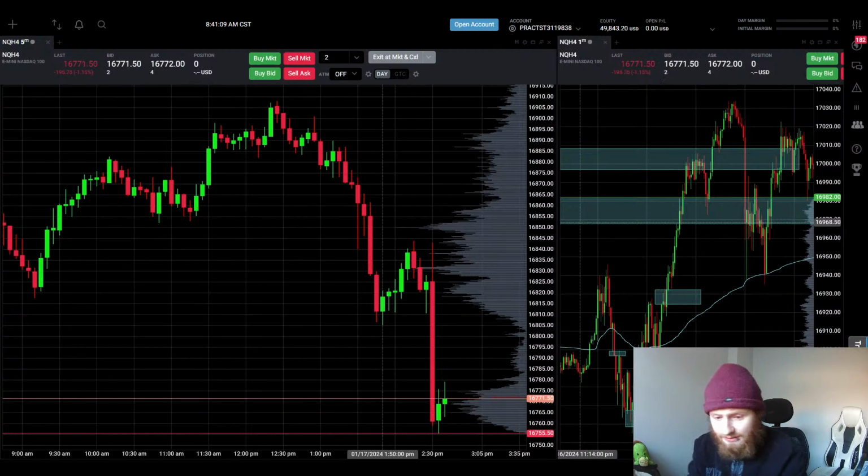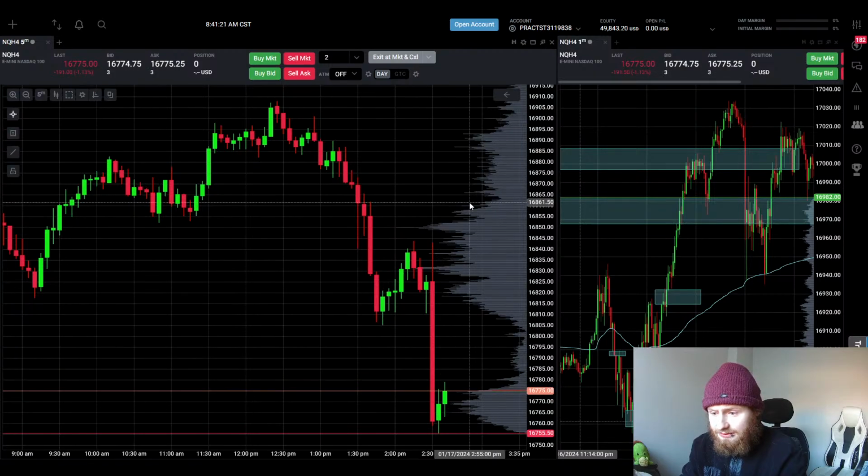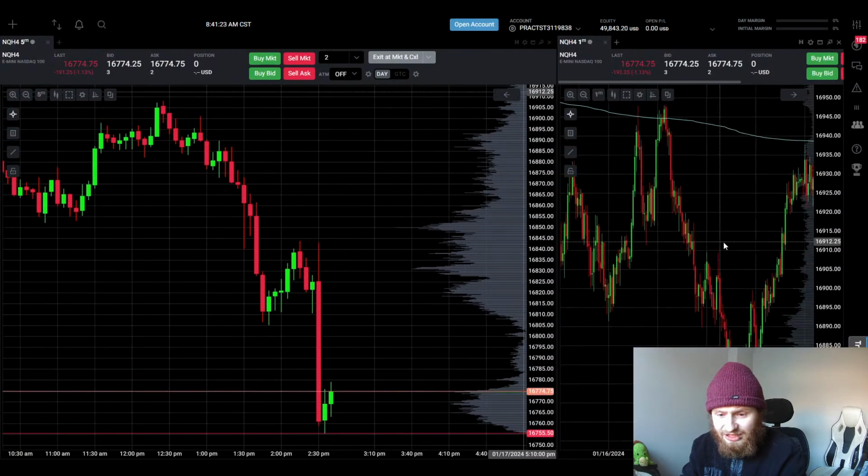Now, as you can see, we've had quite a nice push down for the market open candle. That obviously sets a bit of a bearish tone at the moment, but we're going to wait and see what happens here, to see if there's any real change of that.